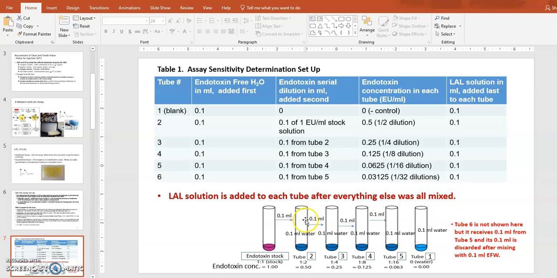So you'll have 5 tubes there with endotoxin, and if this is tube number 1, you're not going to add any endotoxin there. So actually, this diagram is missing one tube, that's tube number 6. Does it make sense? Okay. So you're basically creating a serial dilution of all these tubes. That's what you are doing here. So serial dilution of endotoxin.